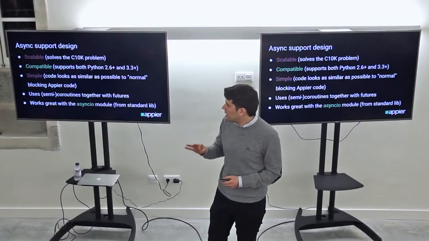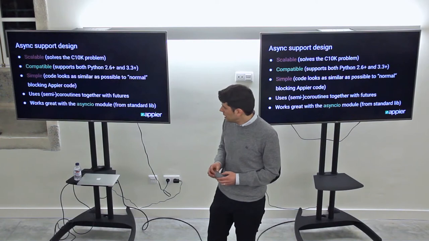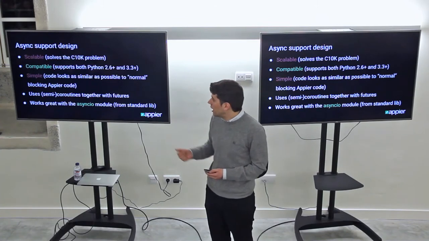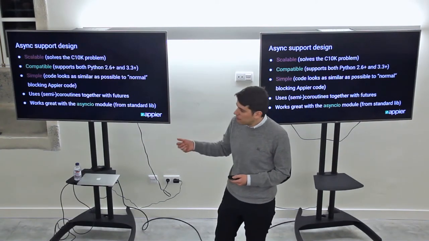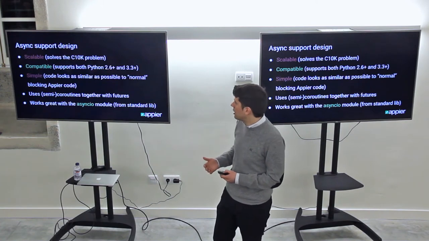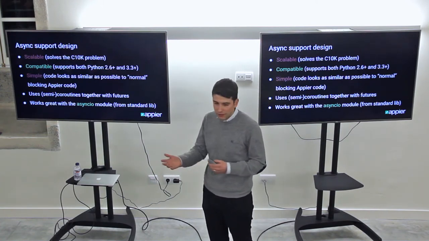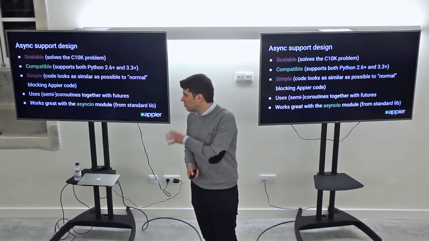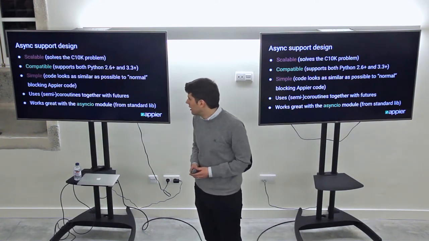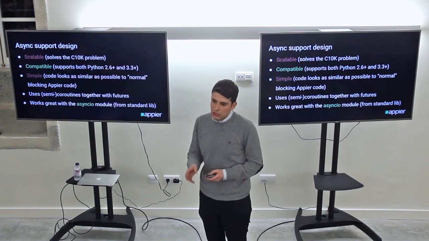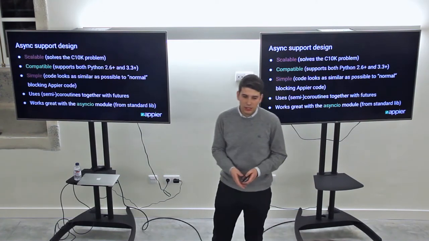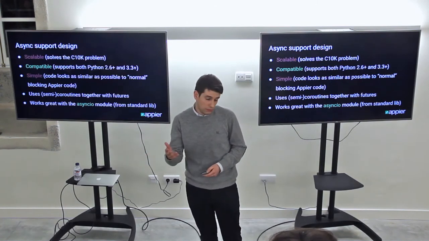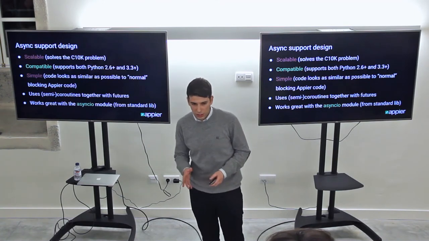Obviously, we had three different objectives when we built this support to be scalable. This is the foundation of the solution. We wanted it to be compatible, and this is really challenging, from Python 2.6 all the way to Python 3.6, having a common language or a common code signature. It's quite demanding, and the solution was quite interesting. And we wanted it to be simple, so we wanted people to build asynchronous web applications pretty much the same way they would build typical blocking applications. This was really important.